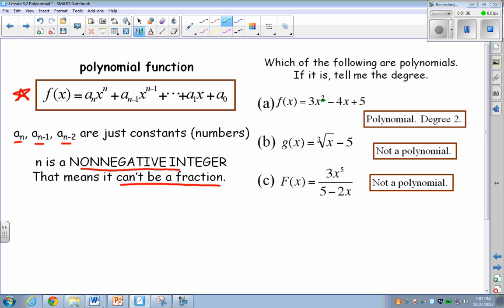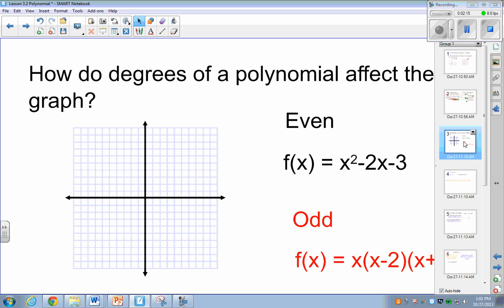Here, all of our exponents are positive integers, right? So this one's a polynomial, and the highest exponent here is 2, so the degree is 2. Here we can rewrite b as x to the 1/3 minus 5. We can't have fractions, so this one's not a polynomial. And here, we're dividing by an x, which is just x to the negative 1, and that one can't be a polynomial either.